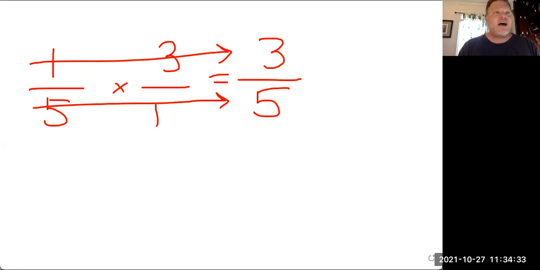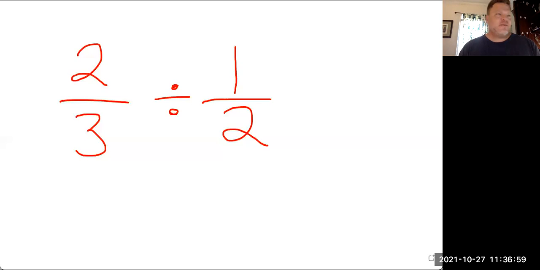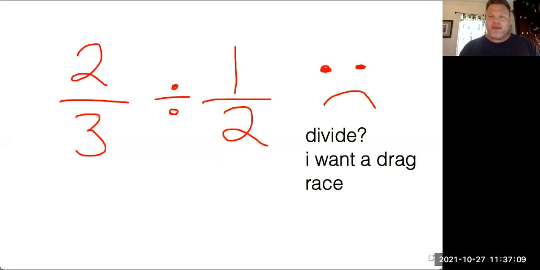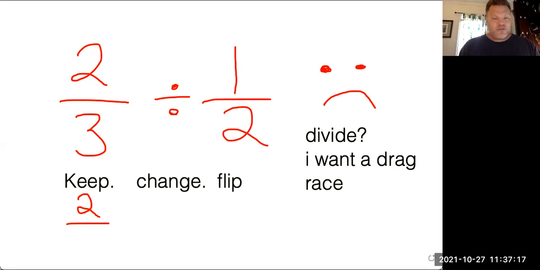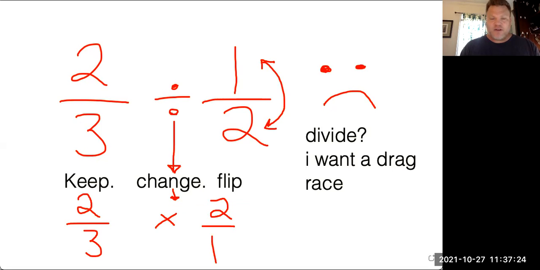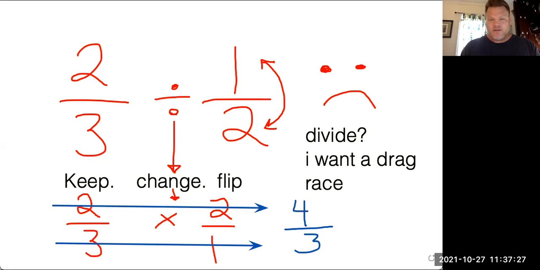So now we're going to do divide and fractions. And divide and fractions is great, because you don't have to do it. So dividing fractions, like I said, nobody ever actually has to divide fractions, because we look at dividing fractions and we think, oh man, that makes me sad. I don't want to divide, I want to drag race. And math says you can. Keep change flip. Keep the first fraction the way it is. Change the sign to multiplying, and then flip this thing upside down, and we get to drag race again. And that becomes 1 1/3.